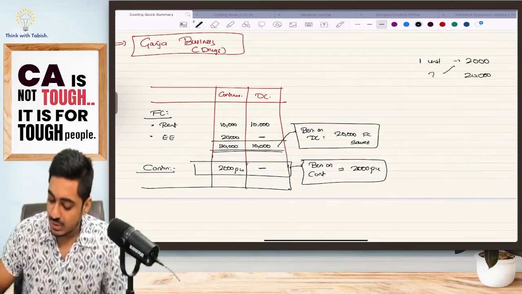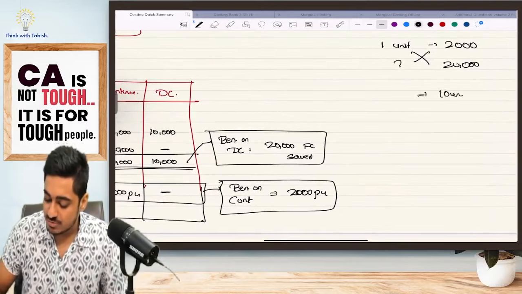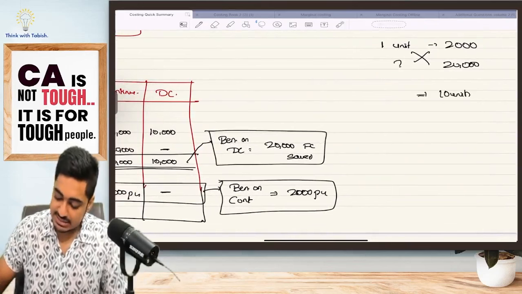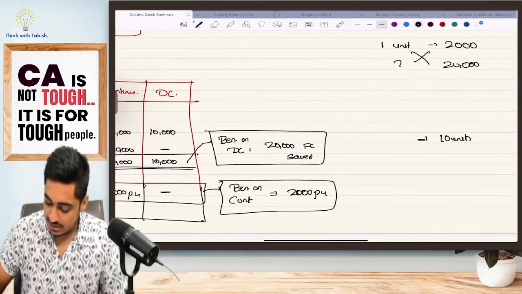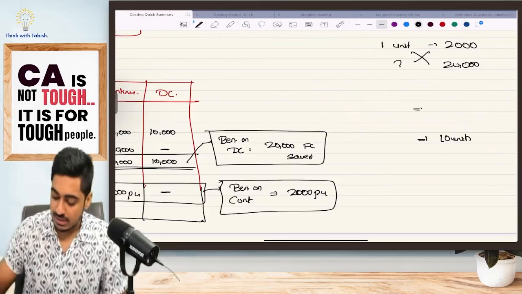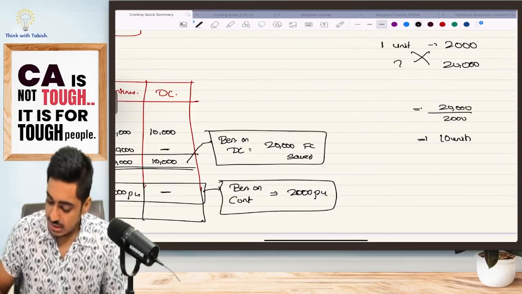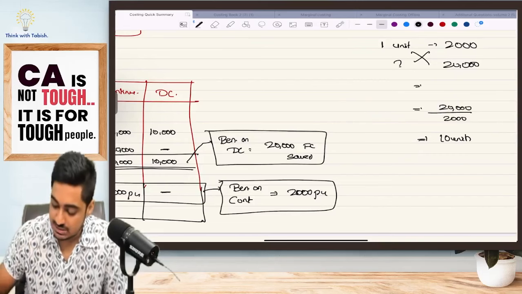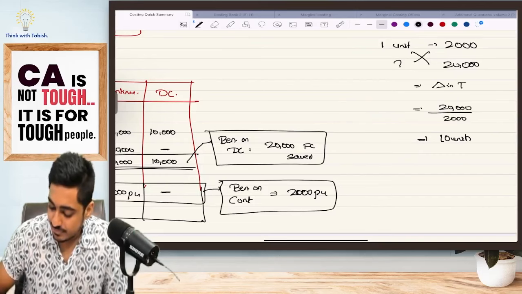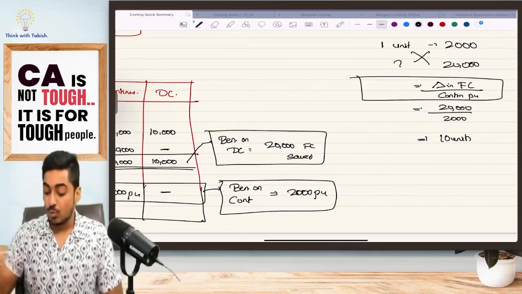That means to earn this 20,000 benefit, at least how many units should I be selling? 10 units I should be selling. Yes or no, everyone? This 10 units is going to be my shutdown point. Sir, what does it mean, sir? Wait, now let me just show it in the form of a formula. What did I do? I did 20,000 divided by 2000. What is 20,000? It is the difference in fixed cost. Divided by 2000, is it contribution per unit? Yes or no, everyone?